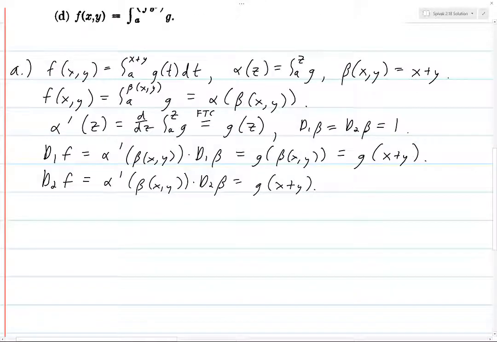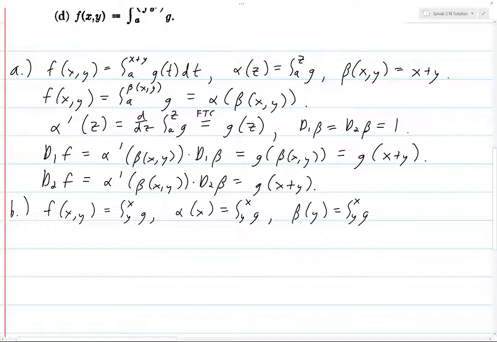Alright, so now we're going to move on to B. So now we have f of x comma y equals the integral from y to x of g. Here we have to be a little careful. Alpha of x equals the integral from y to x of g, and beta of y is also equal to the integral from y to x of g. Now the thing here is that we're going to want to evaluate alpha prime and beta prime.